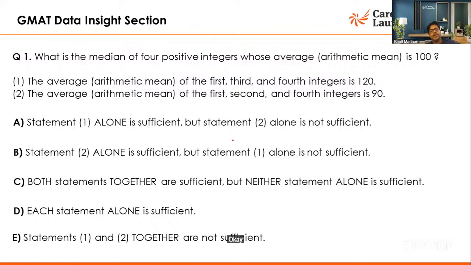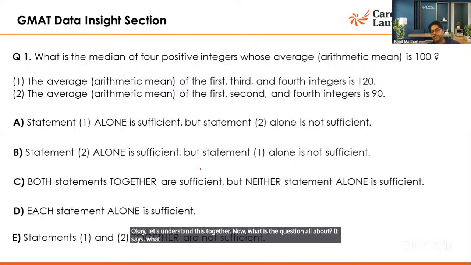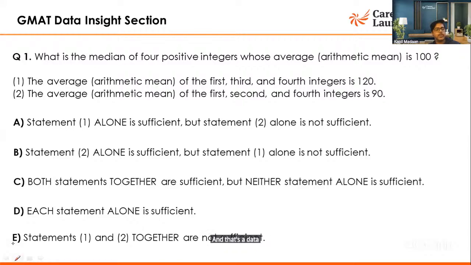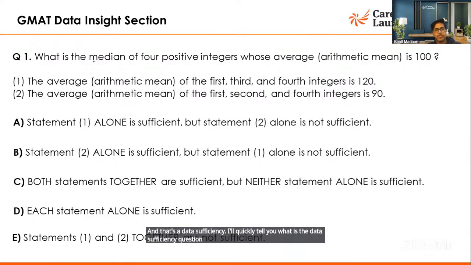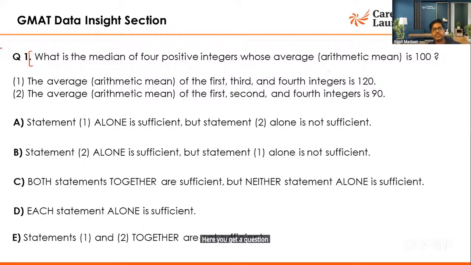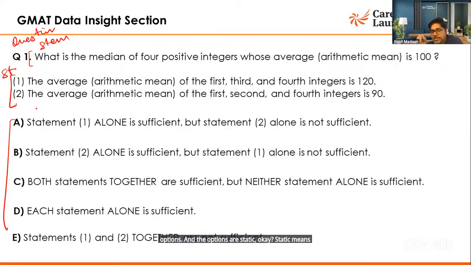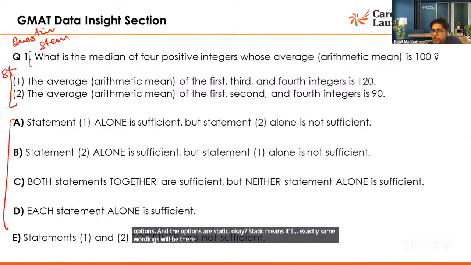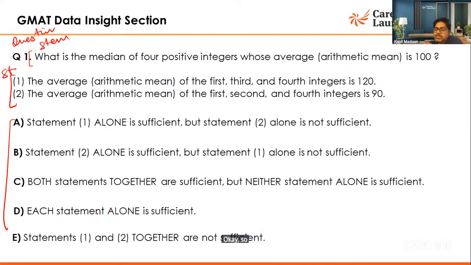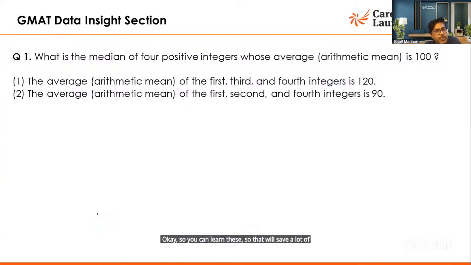Let's understand this together. What's the question all about? It asks what is the median, and that's data sufficiency. I'll quickly tell you what the data sufficiency question type is. Here you get a question, which is known as the question stem. These are the two statements, statement 1 and 2, and these are the 5 options. The options are static, meaning the exact same wordings will be there on the exam. So you can learn these to save a lot of time. Now, starting with the question, let's understand.